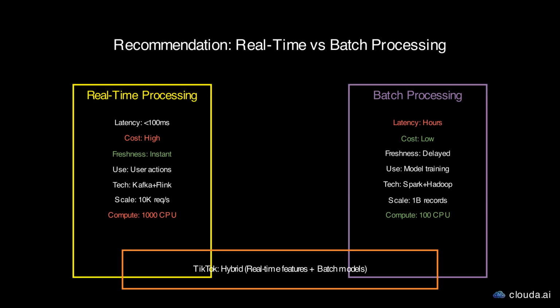Batch processing runs every few hours, processing billions of records to retrain models. It's 10 times cheaper, using Spark and Hadoop with just 100 CPUs, but recommendations are hours old. TikTok uses a hybrid approach. Batch processing trains the core models overnight using all historical data, while real-time processing captures immediate signals like your last 10 interactions. This balances freshness with cost, giving you personalized content without breaking the bank.